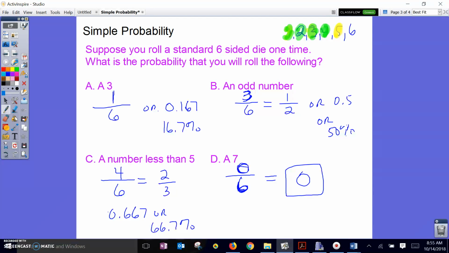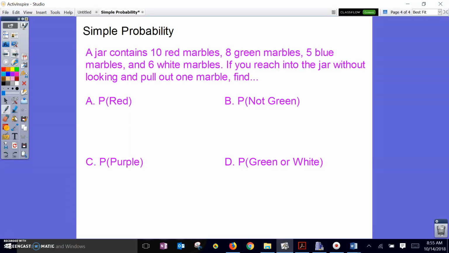All right. One more example. A jar contains 10 red marbles, 8 green marbles, 5 blue marbles, and 6 white marbles. If you reach into the jar without looking and pull out one marble, find, first, the probability that it's red.